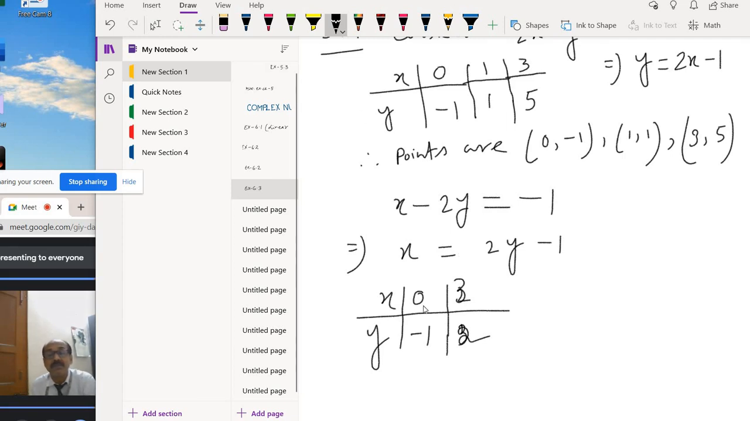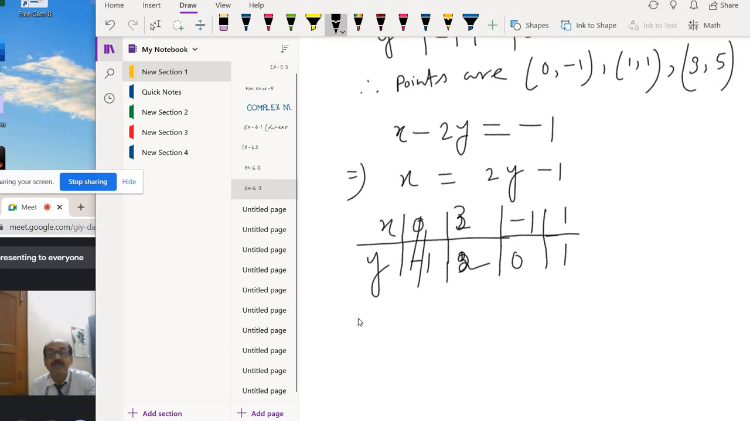So change this. The first point is y equal to 2 and x equal to 3. The second point is y equal to 0, then x equal to minus 1. Then another point, y equals to 1, then x will be 2 minus 1, 1. So both are 1, 1.